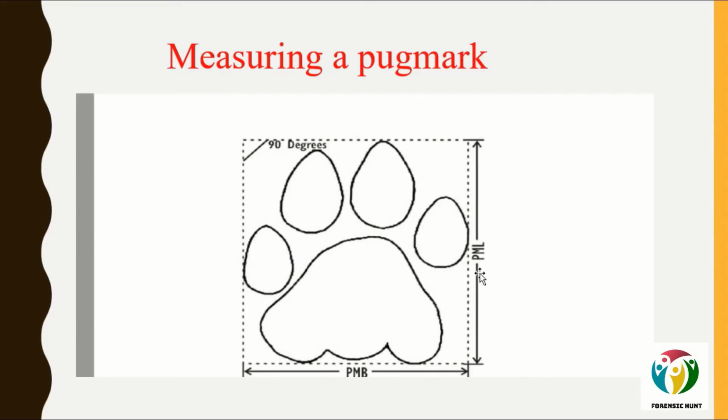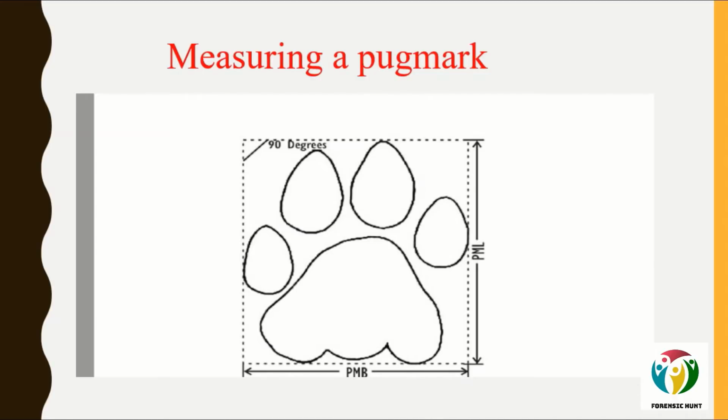The length is called PML, that is the pug mark length, whereas the breadth is called pug mark breadth. So how are you going to take the PML? It is the measurement from the tip of the farthest toe, the farthest toe you can see here is this one, to the base of the pad. This is the base of the pad along the line of the walk.